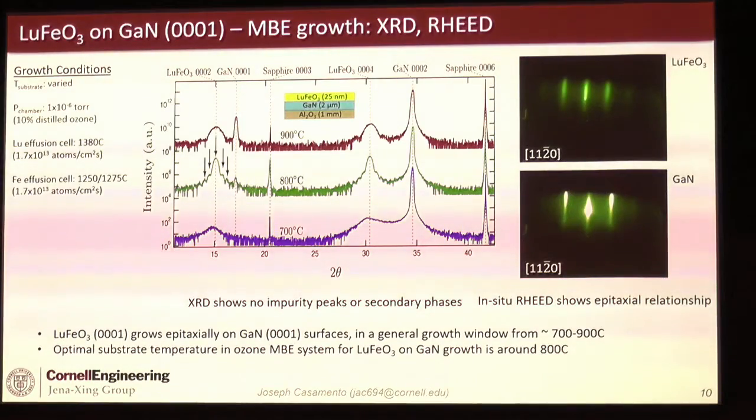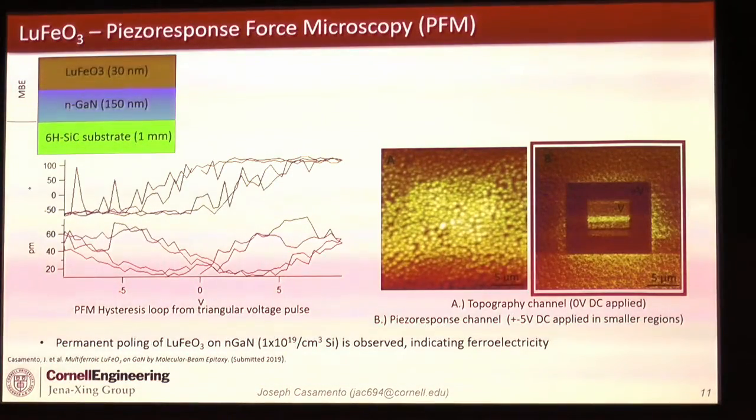Once we determined that we could actually grow it and that there's a general growth window, we looked at whether there is any signature of ferroelectricity in these films. What we did here was take a semi-insulating silicon carbide substrate and grow a bottom electrode of GaN with 1 × 10^19 per cubic centimeter silicon doping, and then your PFM tip is obviously your top electrode. We could see some hallmarks of traditional ferroelectric behavior: hysteresis, essentially your strain behavior, and roughly 180 degree phase contrast during the loops. So this is essentially your PE loop.